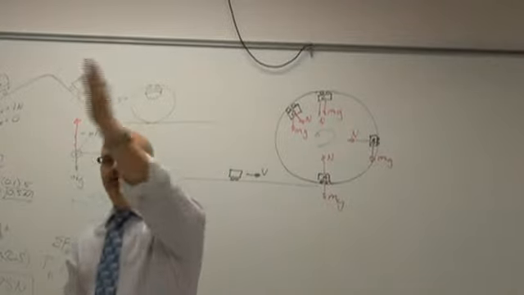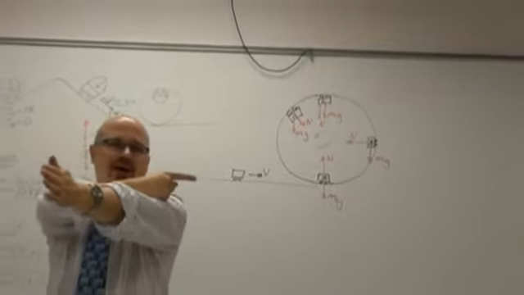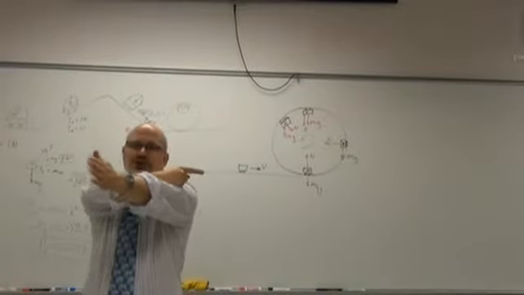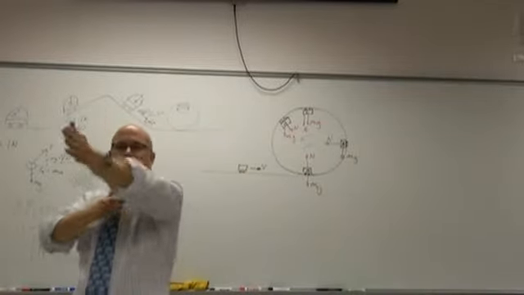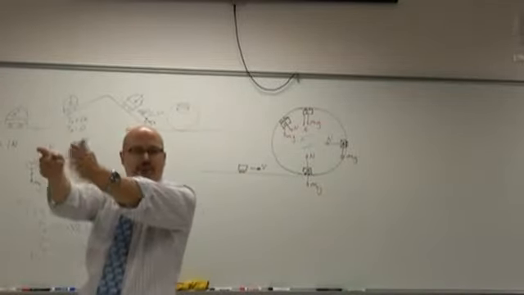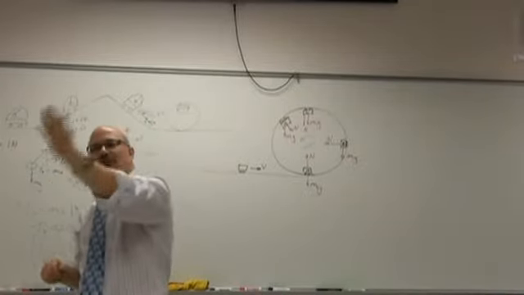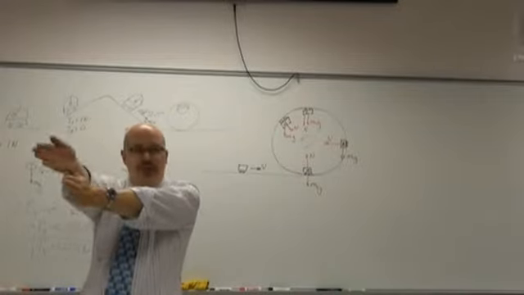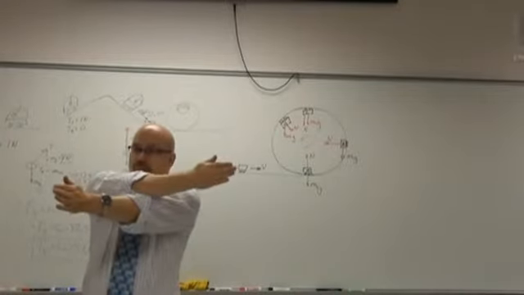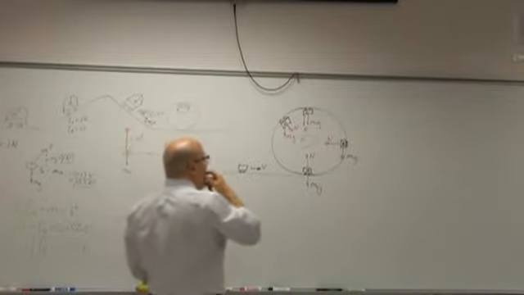If I'm going this way and somebody pushes me this way and I have a net force this way, then I'm going to turn. If I'm going this way and somebody pushes me that way, I speed up. If I'm going this way and somebody pushes me that way, I slow down. If I'm going this way and somebody pushes me that way at an angle, break it up into components. I speed up and I turn. Okay? That make sense? All right.